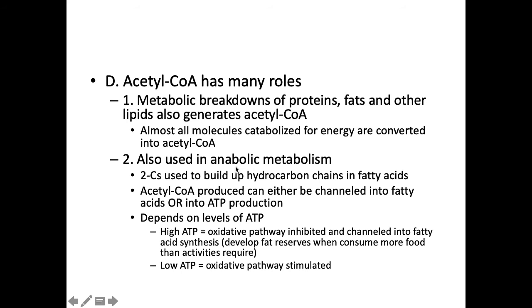It's also used in anaerobic metabolism. So 2 carbons are used to build up hydrocarbon chains and fatty acids. Acetyl-CoA can be channeled either into fatty acids or into ATP production. So, depending on how much you have, it can be turned into fatty acids or you can use it to make ATP. But what makes the decision depends on your levels of ATP. So if you have high ATP, then fatty acid synthesis will be turned on. If you have low ATP, then the oxidative pathway will be stimulated and you'll make ATP with it.